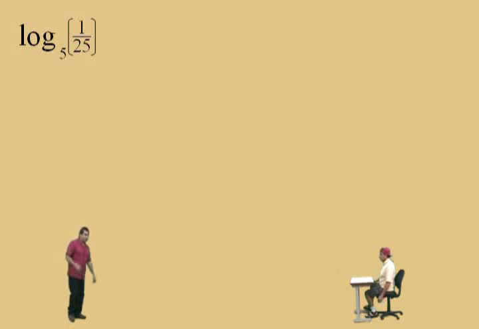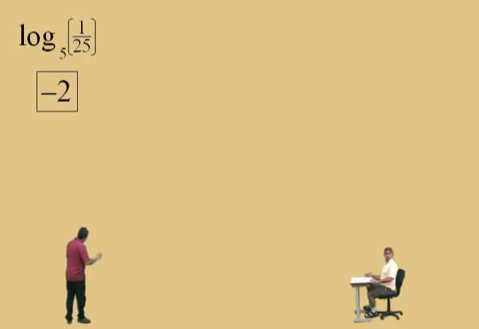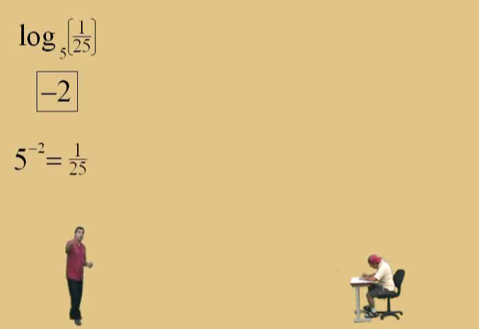2. 2, that's right. And so, what do you raise 5 to the power of to get 1 over 25? Negative 2. That is a negative 2. That's true, because 5 raised to the negative 2 actually means 1 over 5 squared, which is actually equal to 1 over 25. Very nice, okay?